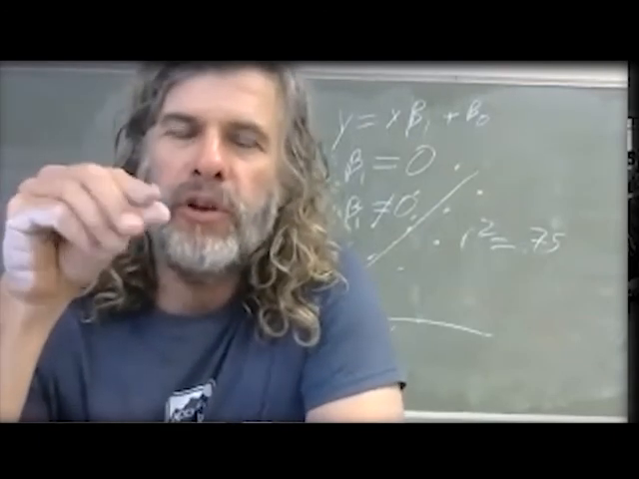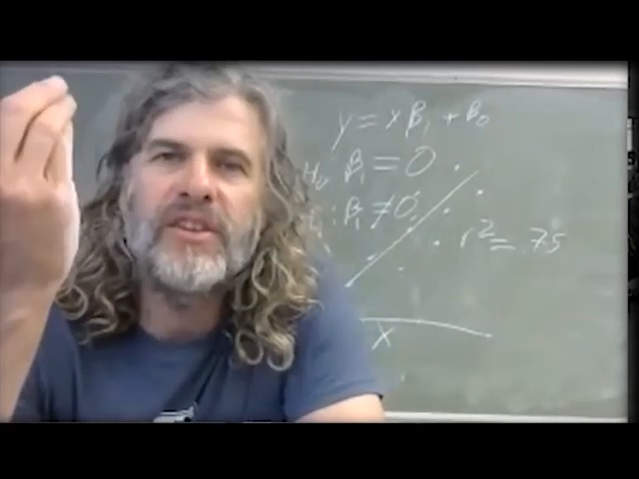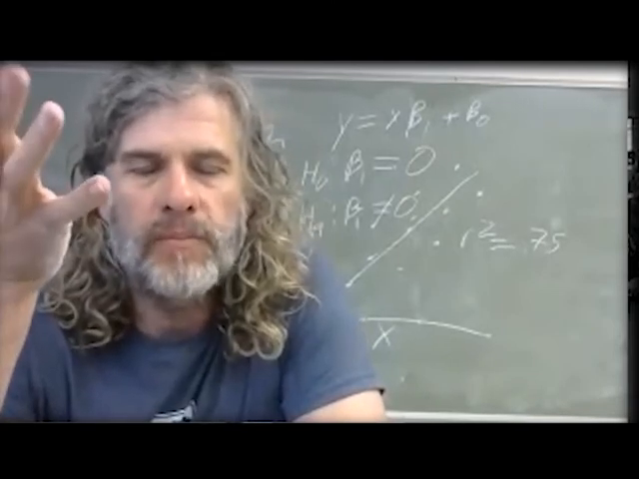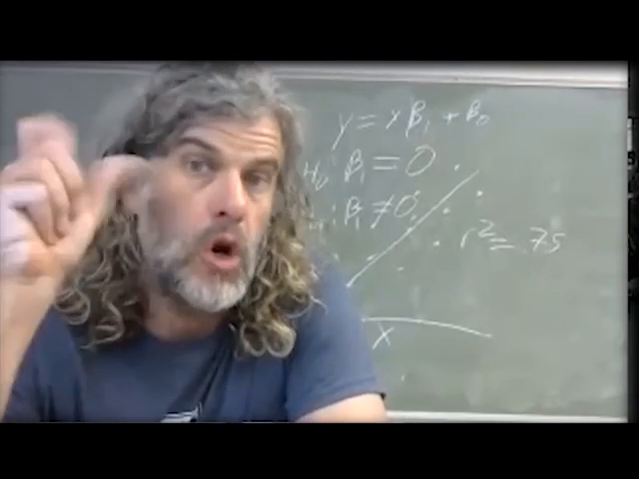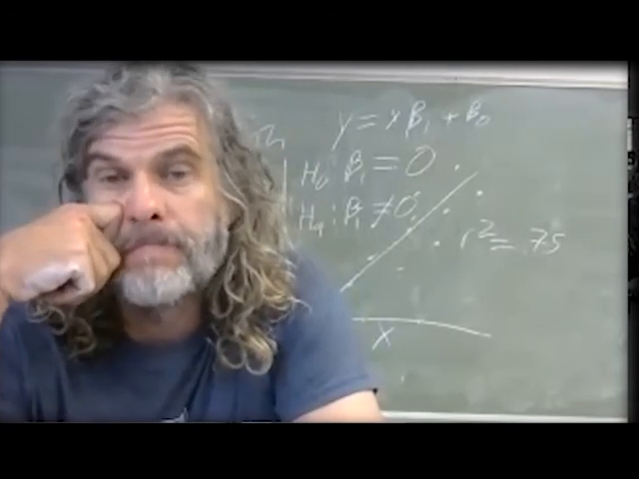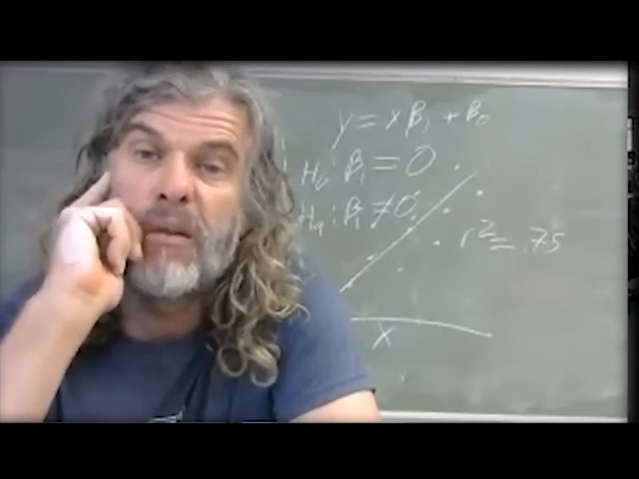A p-value of 0.05 means that 5% of the time you would get this level of strength of association based on a random draw of your data. So 1 in 20 times. It's not especially common.